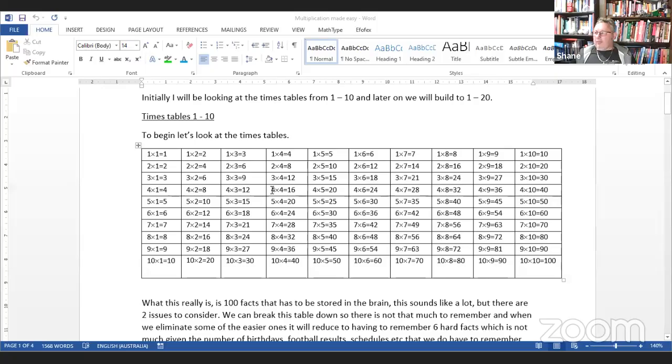I'm going to have a shot at sharing my screen just so you can see my timetable. Can you see my timetable grid there?